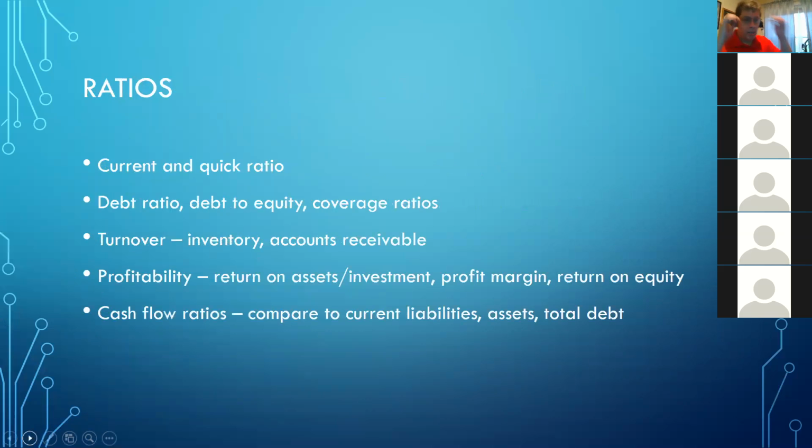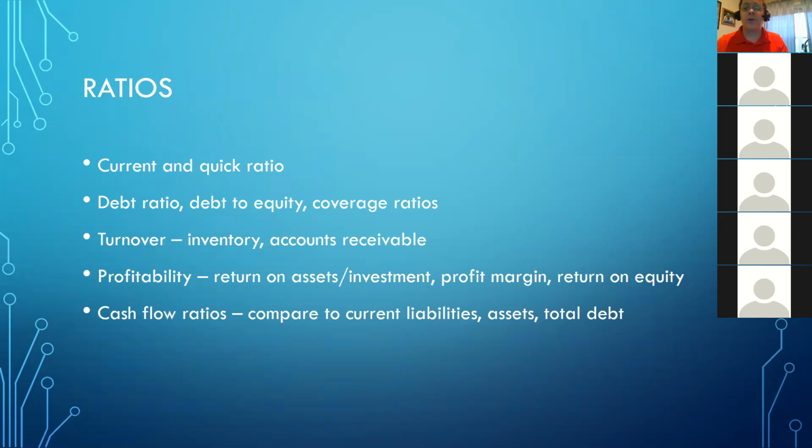All right, a little bit about some ratios before we go look at some examples. These first ones should be familiar: current ratio and quick ratio. Calculate the current ratio as current assets divided by current liabilities, and the quick ratio as quick assets divided by current liabilities.